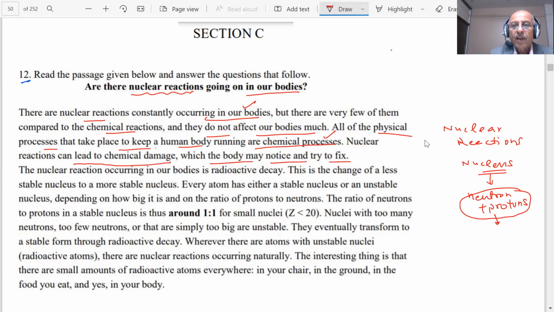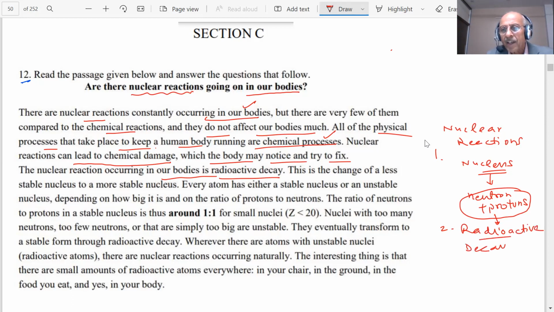fix. If there is a permanent nuclear reaction taking place, what will happen? Students, they can cause chemical damage. The nuclear reaction in our body is radioactivity. What we are now talking about, radioactive, another word has been used. So much knowledge is there in this paragraph.